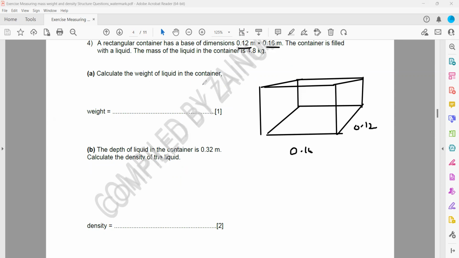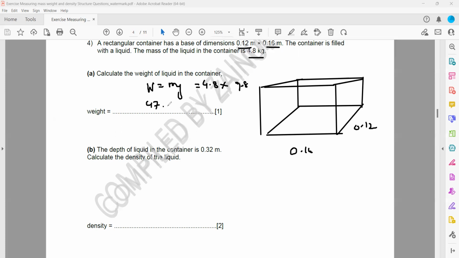First thing, calculate the weight of the container. The mass of the liquid is 4.8, like the total liquid inside is 4.8. So we need the weight. So how to get the weight? Weight is mass multiplied by gravity. Mass is 4.8 and the gravity is 9.8. Like in the old past paper it was 10, but you are supposed to take 9.8. So you will get 47.04.